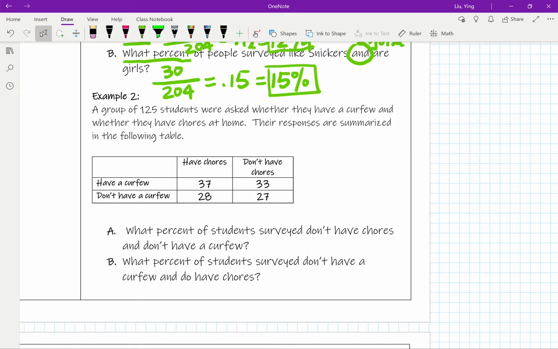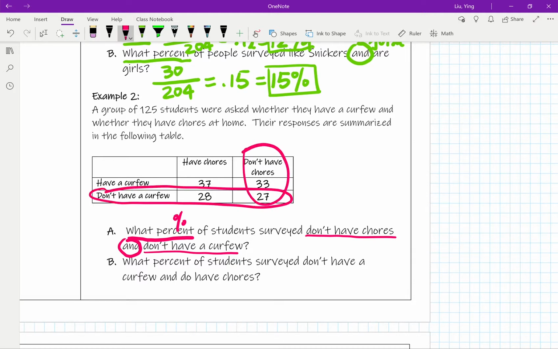So what gave this away first is they're asking for a percent. So we know we're looking for a frequency. Also, the word "and" is the key word here. That tells us it's going to be a joint frequency. So we will look at the table and see where these two join. Don't have chores, don't have a curfew. Okay, so they join at 27. So let's copy down 27.